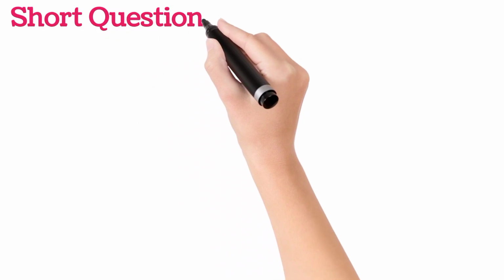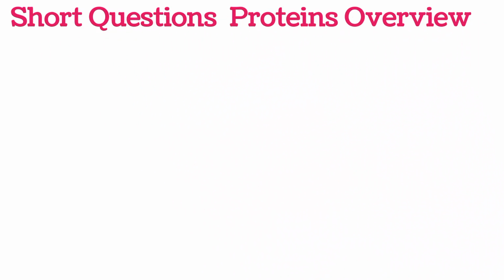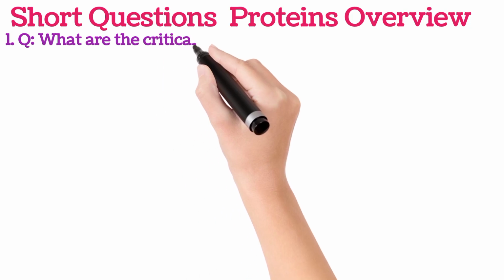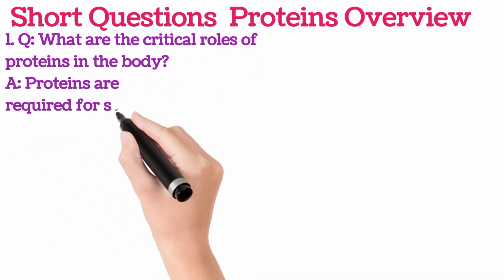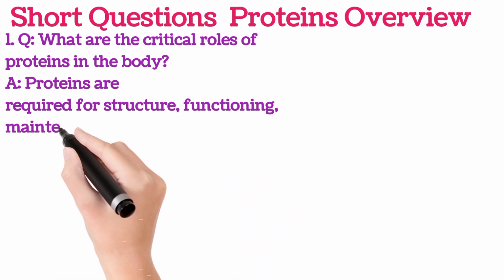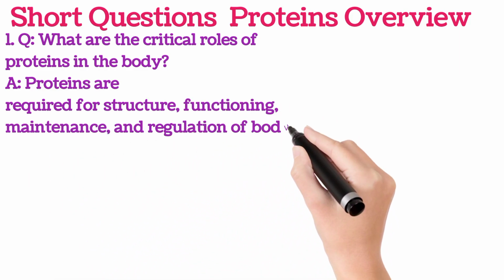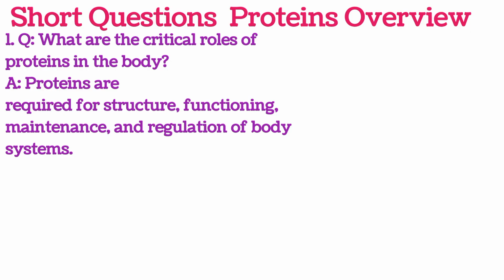Short questions with their answers. Proteins overview. 1. What are the critical roles of proteins in the body? Proteins are required for structure, functioning, maintenance, and regulation of body systems.